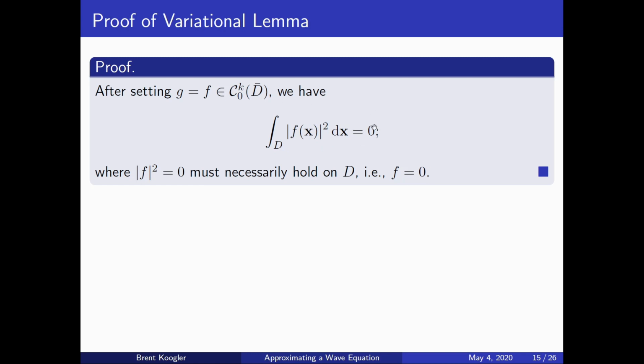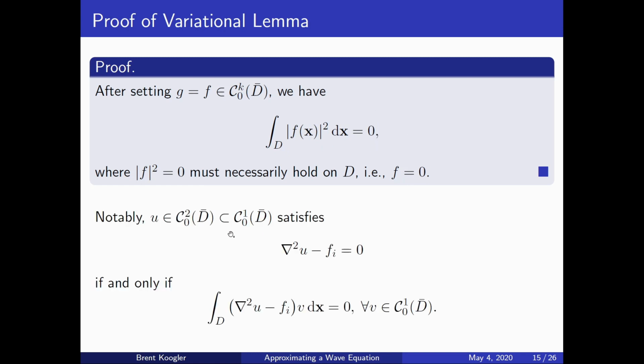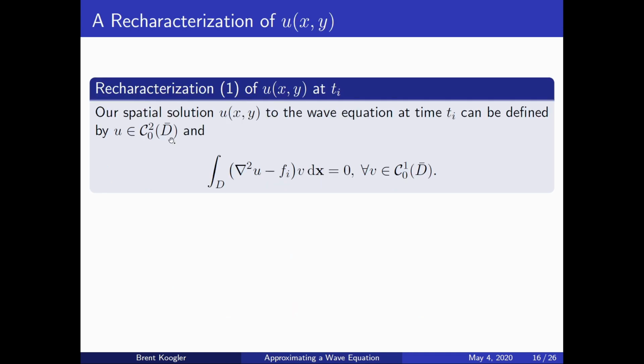So it turns out that this idea really isn't that complicated. We can actually recharacterize our true solution so that we can integrate, but then not get the cancellation that was given in our naive experimentation earlier. We note that this expression up here always implies this integral expression down here, and moreover we get the converse from the variational lemma, so these two are equivalent, and hence we get a recharacterization of U at time t sub i.